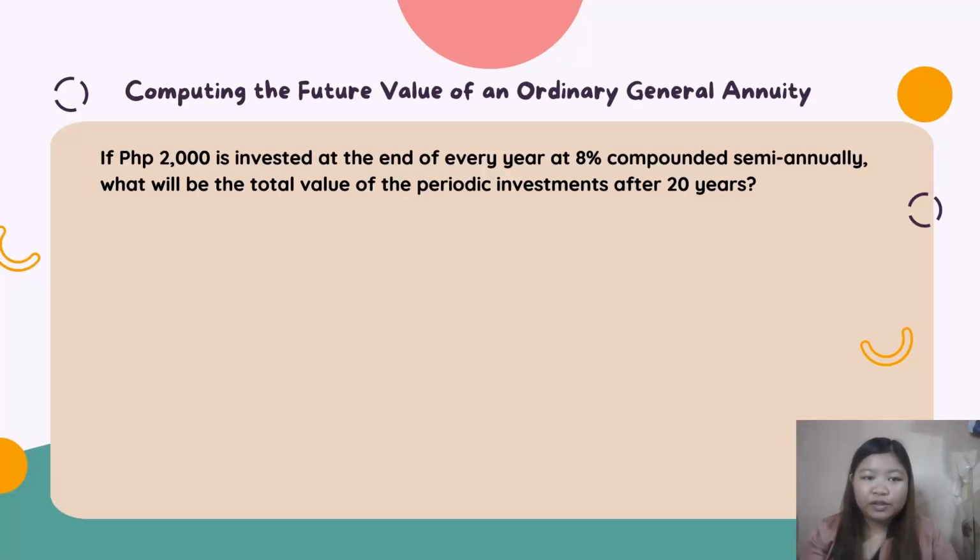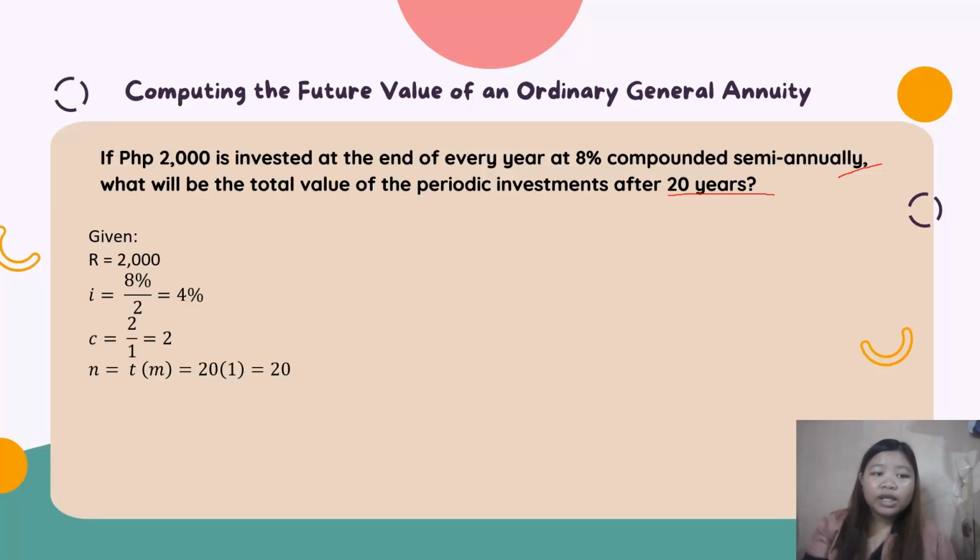If 2,000 pesos is invested at the end of every year at 8% compounded semi-annually, what will be the total value of the periodic investments after 20 years? So first things first, we will write our given. So our given R is equal to 2,000 pesos, which is the periodic payment. And I is equal to 8% over 2. And we will divide it, so we have 4%.